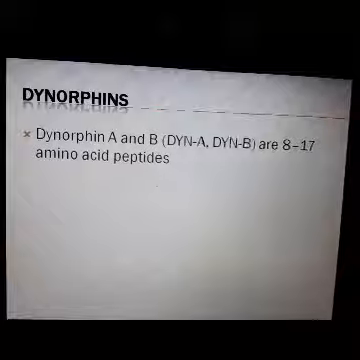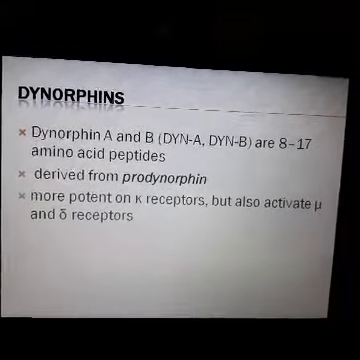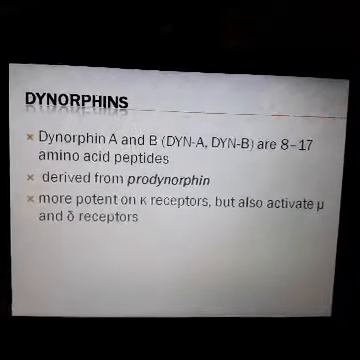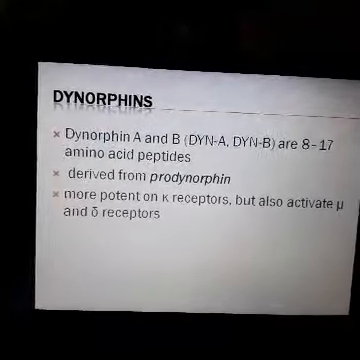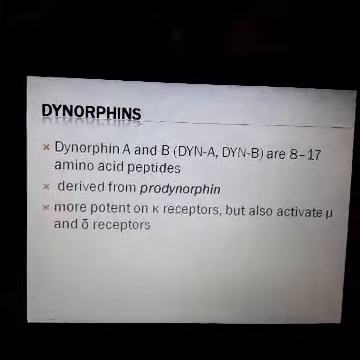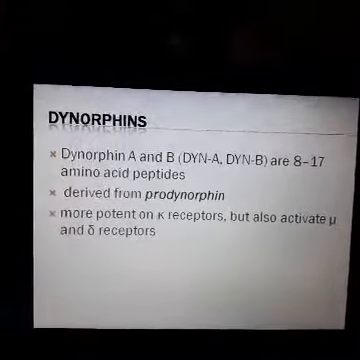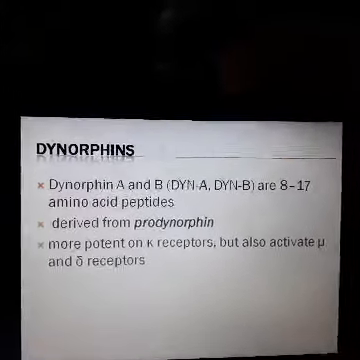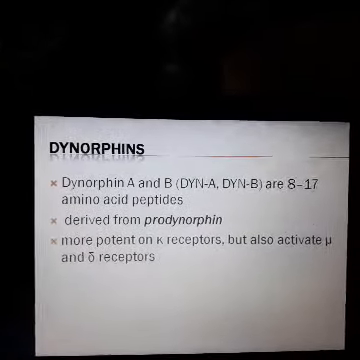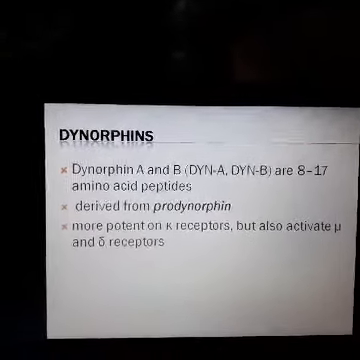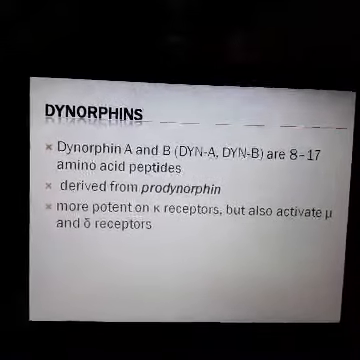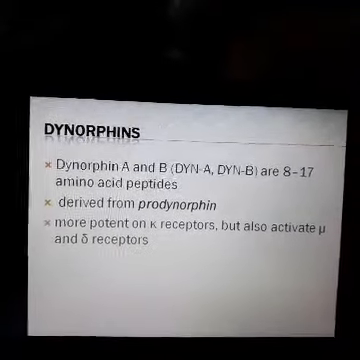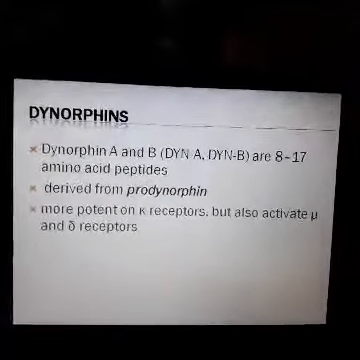And dynorphin is actually a kappa agonist derived from prodynorphin, more potent on the kappa receptor but also activating mu and delta receptors. So endogenous opioids present in our body control the stress and pain. When there is apprehension or a painful situation in our body, any painful stimuli is carried to our brain. So the endogenous opioid tries to calm our patient and tries to produce some analgesic effect.